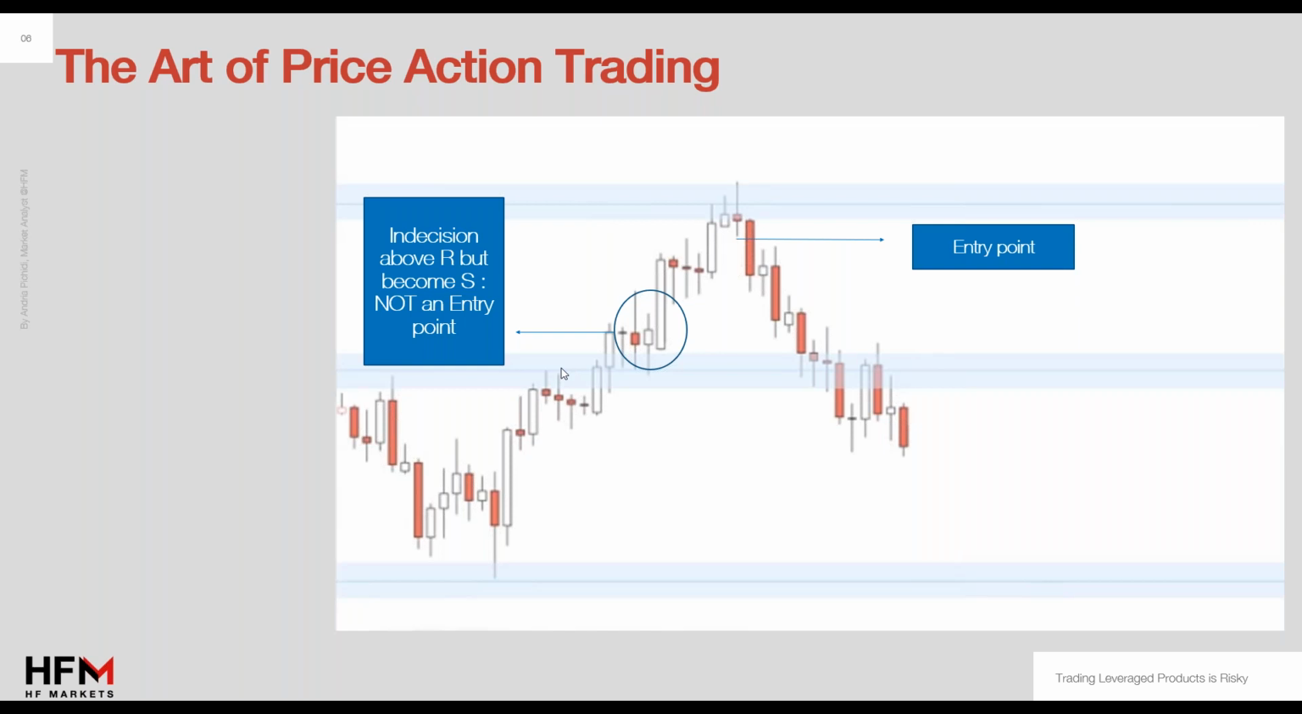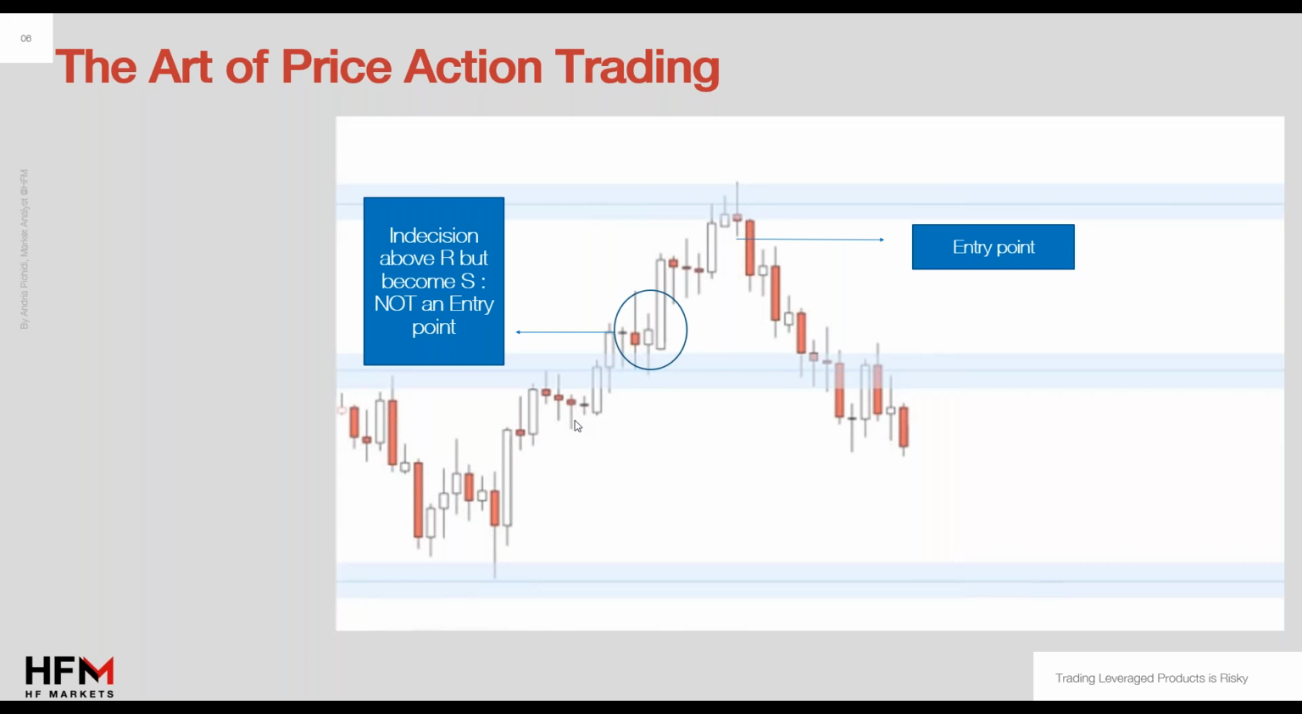Indecision, so that's another thing that you should have in mind. So we have put our support and our resistance level on. What happens if the asset breaks the support or resistance level? What happens?